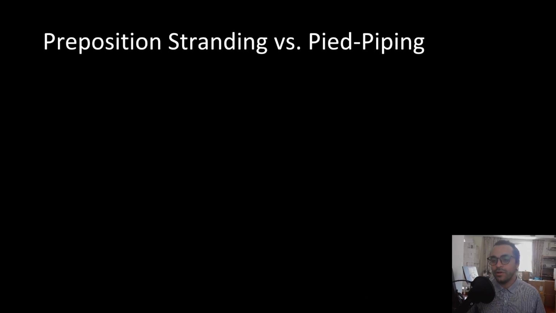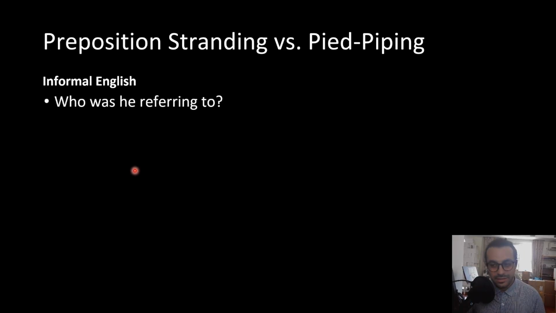Before we move on, we're going to talk a little bit more about preposition stranding versus pied piping. I'm going to take the same examples I showed you earlier, and we're going to look at them and scrutinize them to see what's happening. So let's look at the first sentence here. Informal English: who was he referring to? P stranding is happening here.